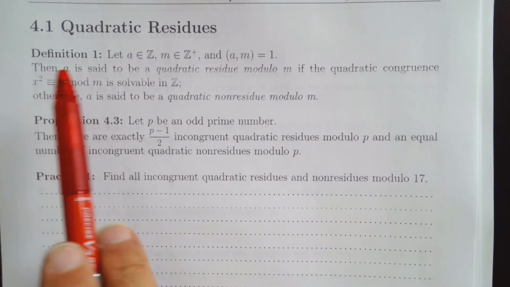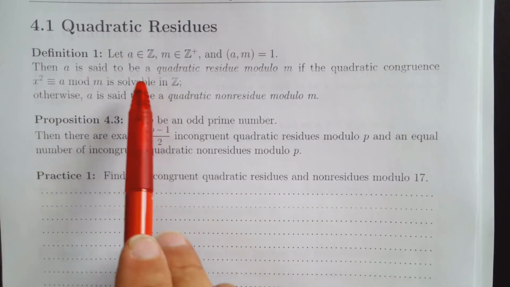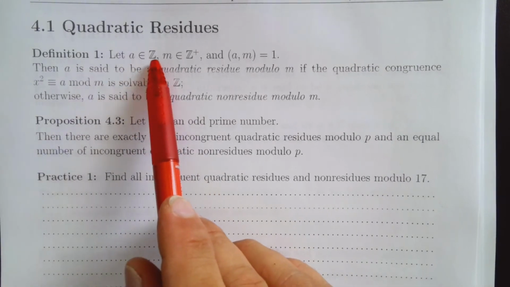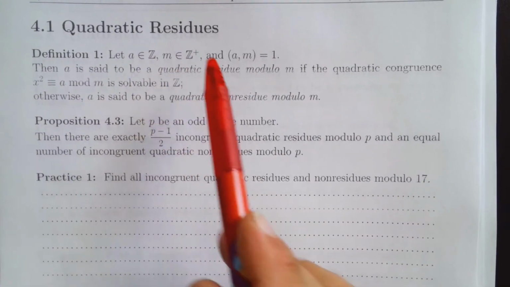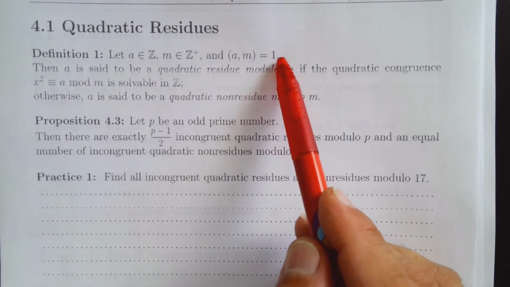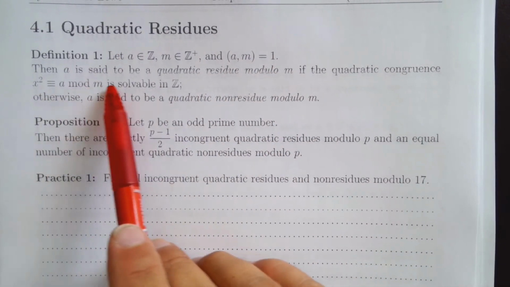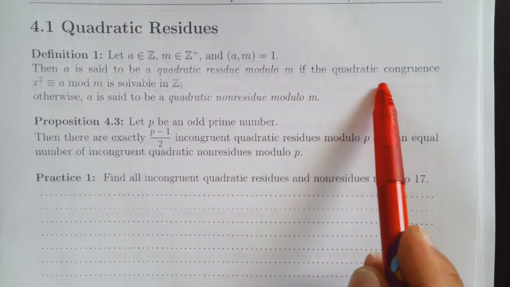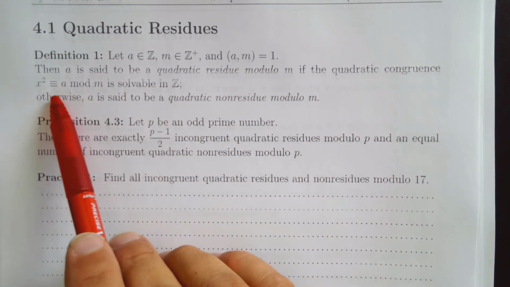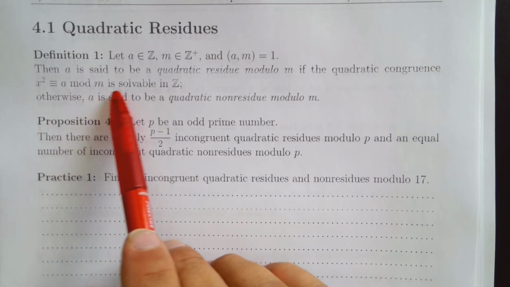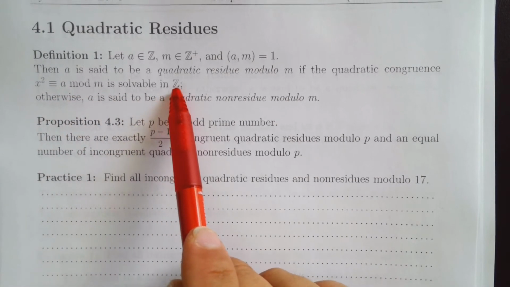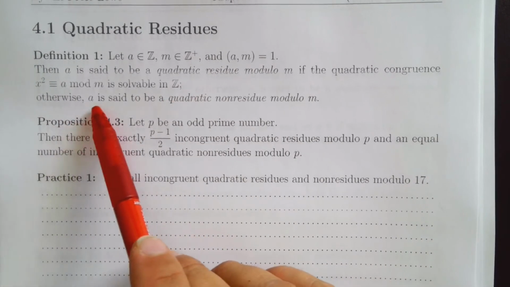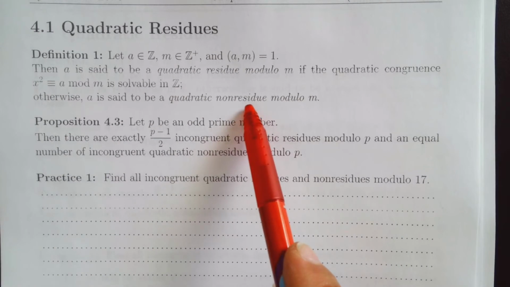Once again, our definition for quadratic residues is that if a is an integer and m is a positive integer where a and m are relatively prime, then a is said to be a quadratic residue modulo m if the quadratic congruence x squared is equivalent to a mod m is solvable in the set of integers. Otherwise, a is said to be a quadratic non-residue.